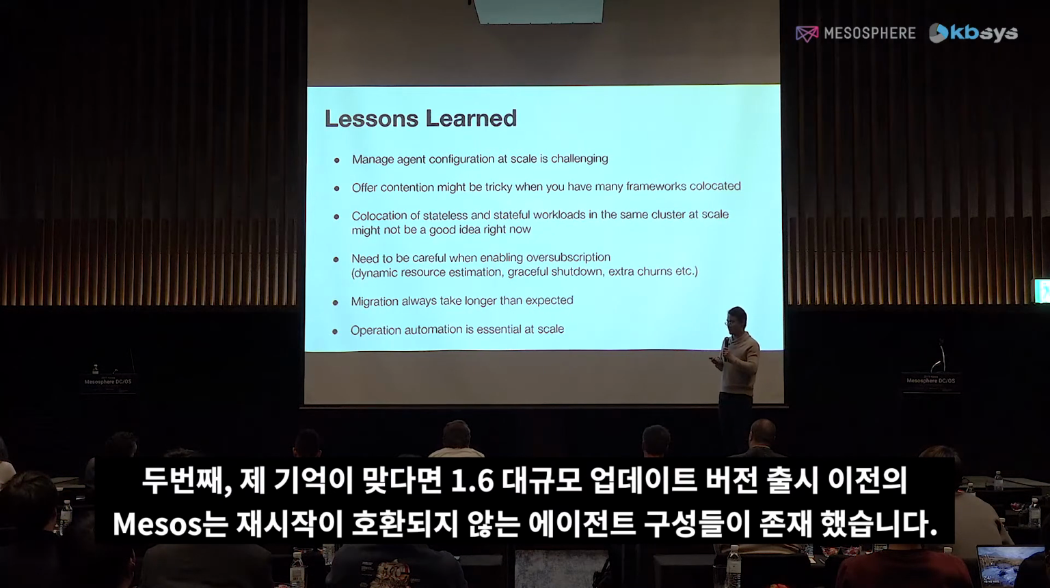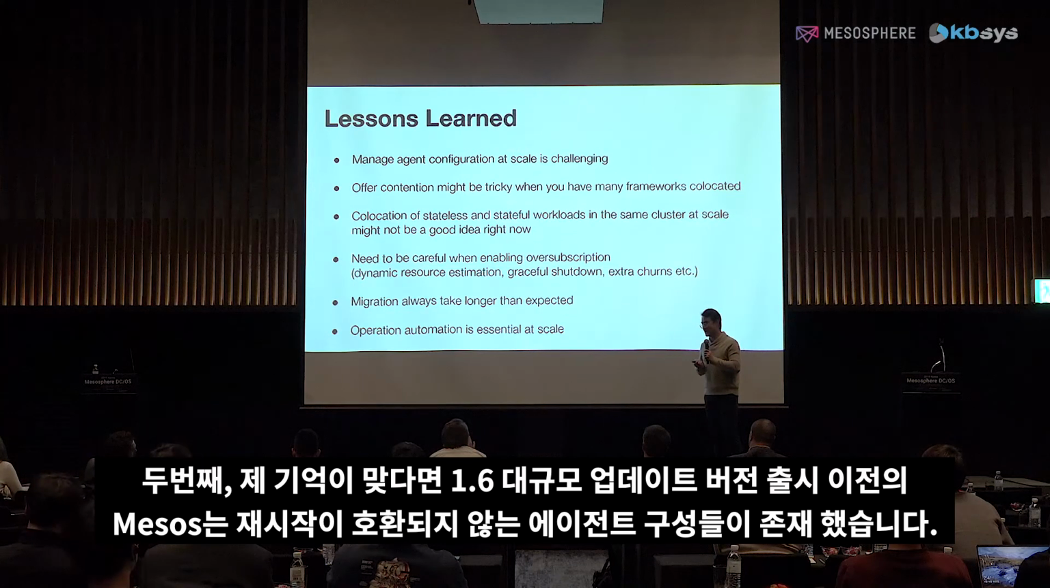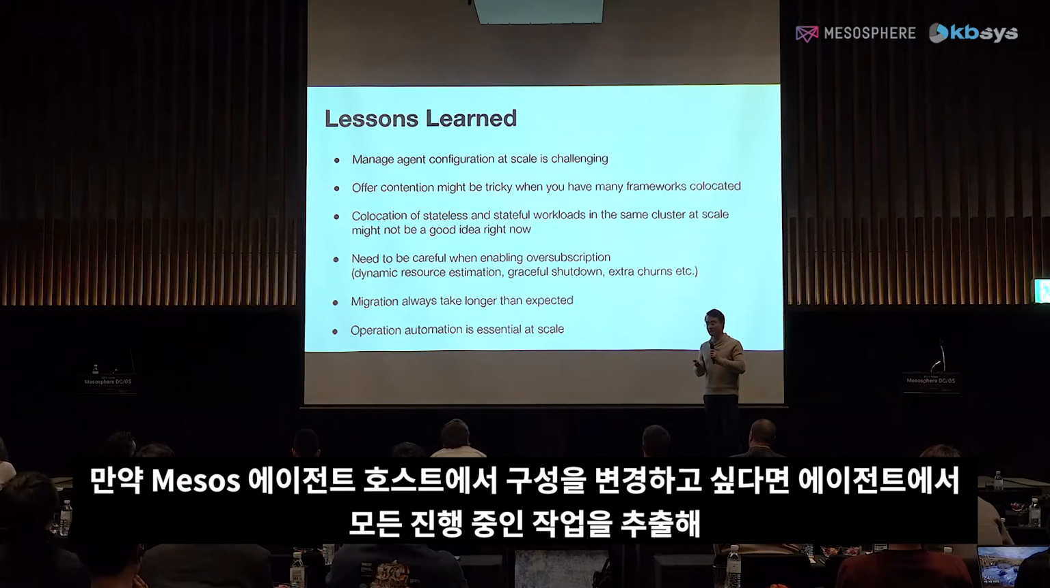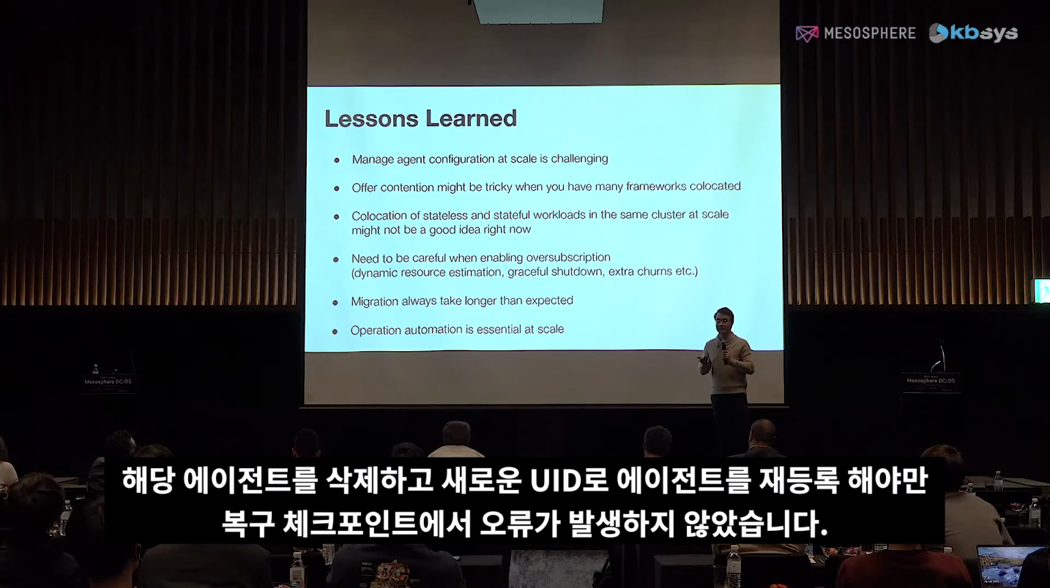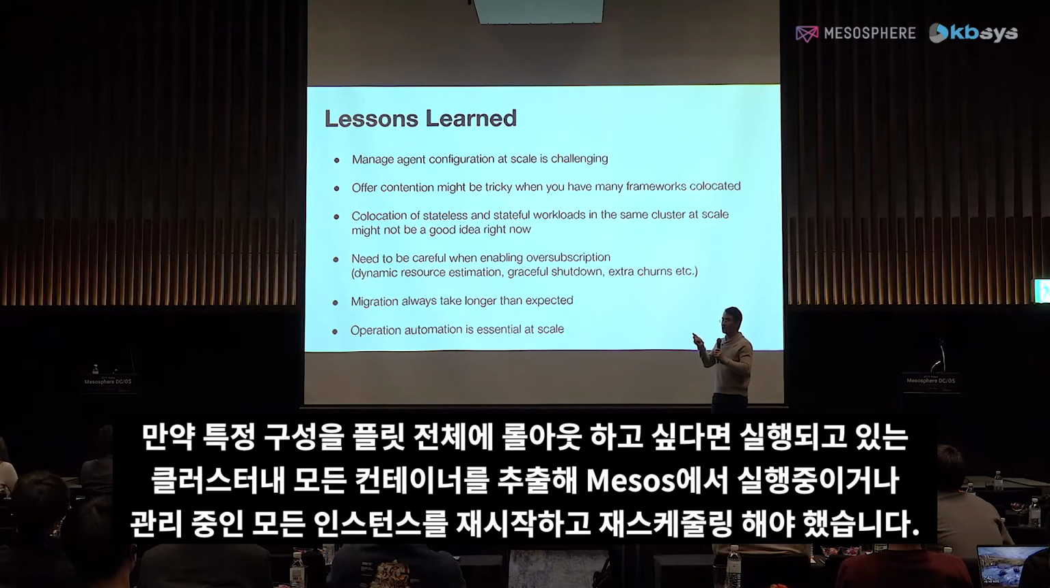The second thing is, if I remember correctly, prior to Mesos major release 1.6, there were certain Mesos agent configurations that were not really restart compatible, which means if you want to change those configurations on the Mesos agent host, you essentially have to drain all the running workloads off the agents, kill the agent's process, and let it re-register as a new agent with a new UUID. In that way, the agent wouldn't fail at the recovery checkpoints. So if we need to roll out certain configurations across the whole fleet, this essentially means we need to drain every single running container in the cluster. Essentially we need to restart and reschedule every single instance we run or manage on the Mesos cluster.